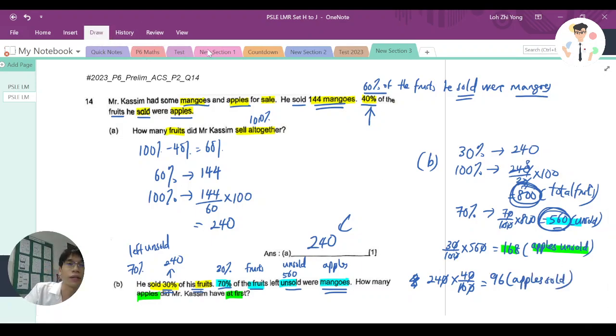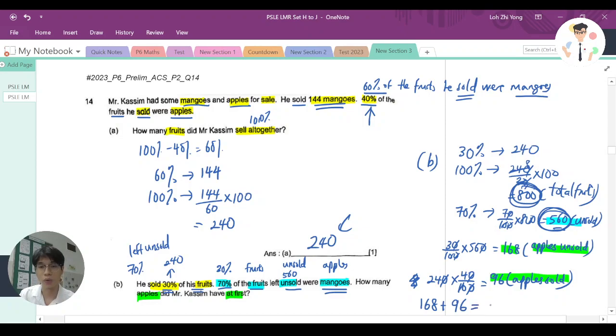And now I found the apples unsold and the apples that were sold. So added together, that would be the total number of apples. So 168 plus 96 would be equal to 264, the total number of apples. Yes, and we are done for question number 14.